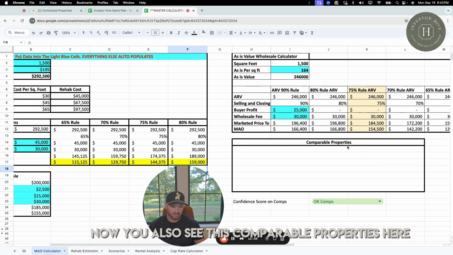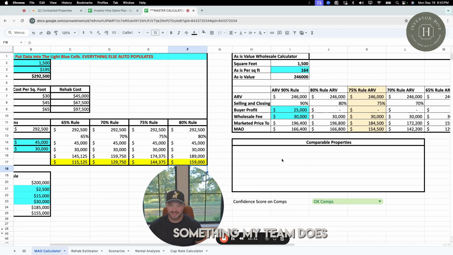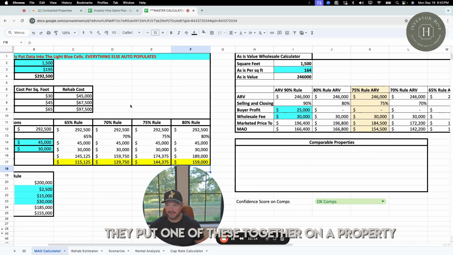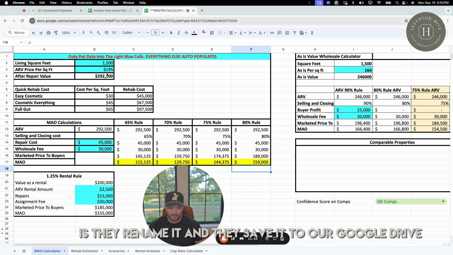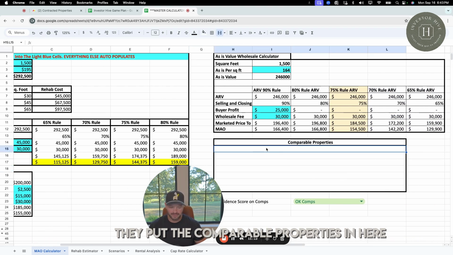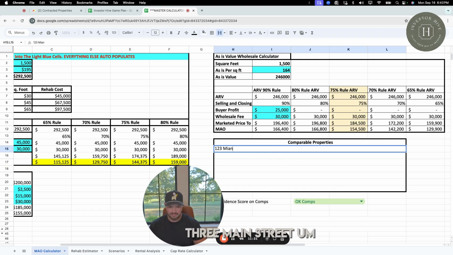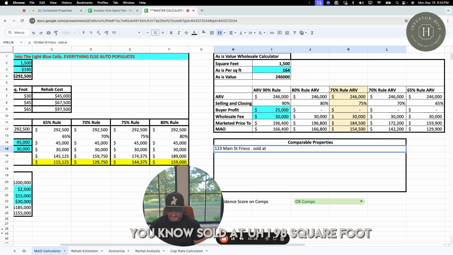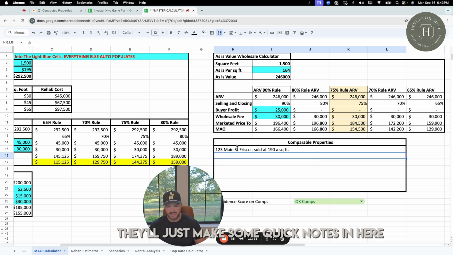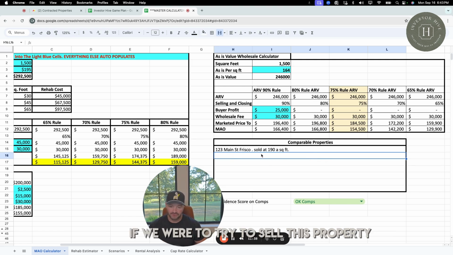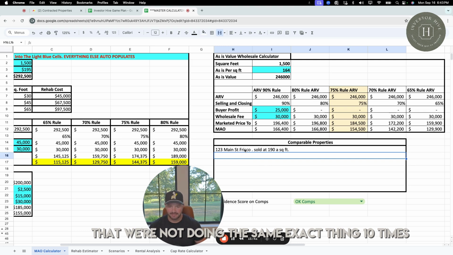Now, you also see this comparable properties section here. Something my team does every time they put one of these together on a property is they rename it and save it to our Google Drive. They put the comparable properties in here, like 123 Main Street, Frisco, and they'll put a note, sold at 190 a square foot. They'll just make some quick notes in here so that we know what we already looked at and can go back and reference if we were to try to sell this property. That way you're not doing the same exact thing 10 times.